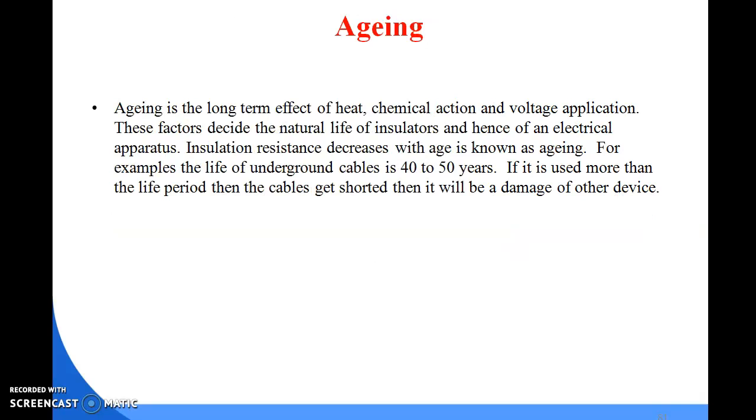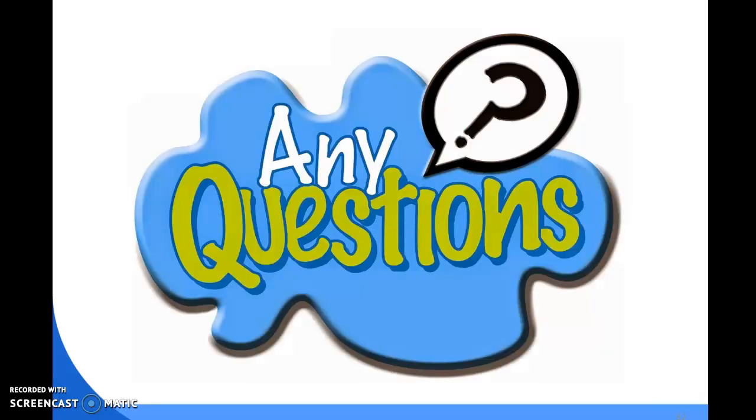Aging is nothing but this: if an insulating material is used for more than 40 to 50 years, then it will be damaged. Okay, so suppose the life of an underground cable is 40 to 50 years. If you use it beyond the life period of the cable, then it gets shorted. It will damage the other devices also. That is called the aging of insulating properties. So aging properties are also required for insulating material.